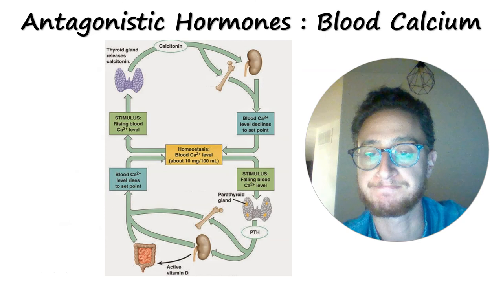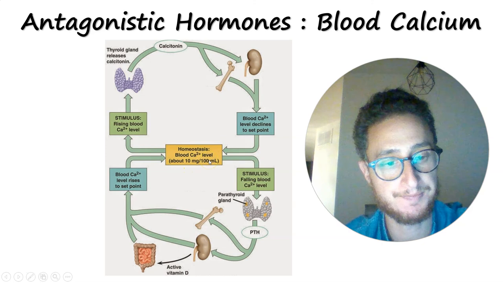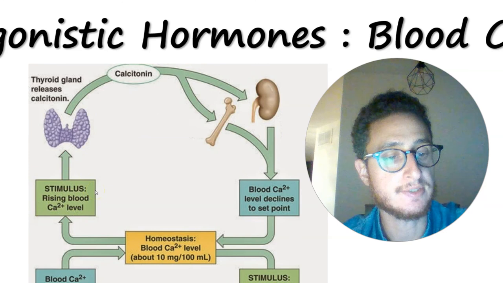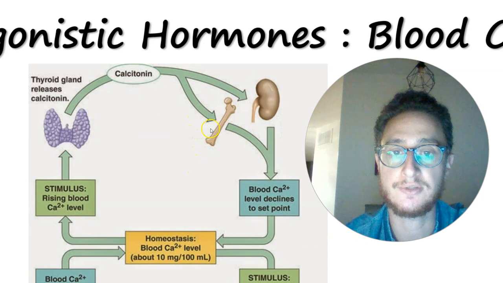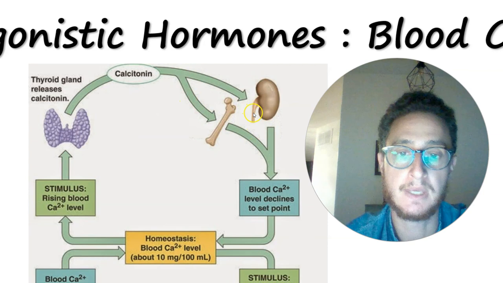Your blood calcium level should always be about 10 milligrams per 100 mils. If that level goes up from something that you ate, you've taken up some calcium from your food, the thyroid gland is going to detect that and release calcitonin. That's going to tell your bones to start to lay down more bone material using that calcium, and you're also going to be excreting out some of that excess calcium in your pee. Both of those factors are going to bring you back down to 10 milligrams per 100 mils.